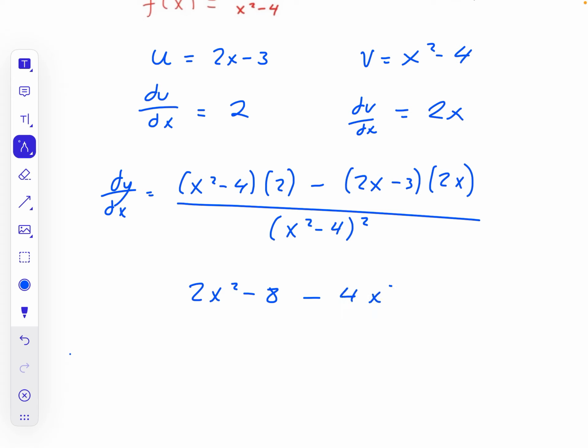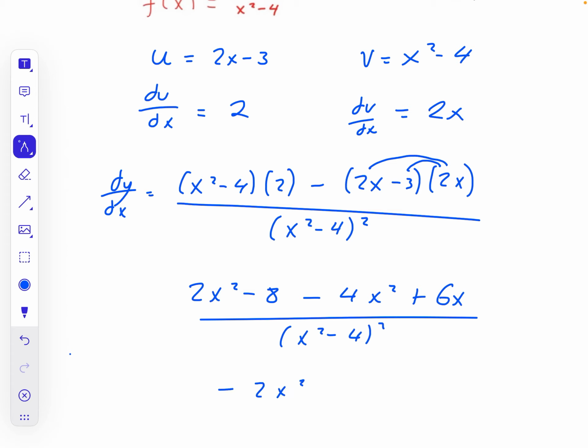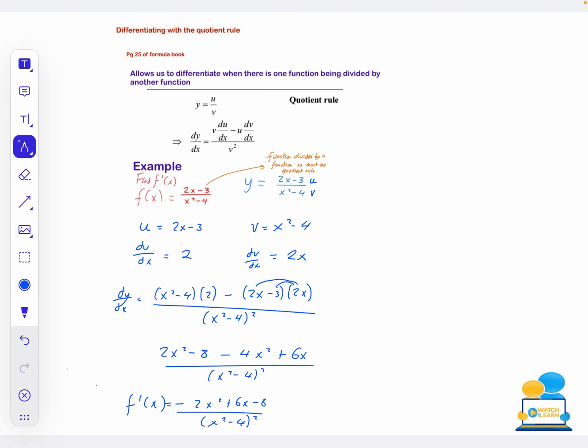So that'll be 2x squared minus 8. That'll be minus 4x squared. So when I multiply the 2x by 2x, I got 4x squared, and then by the minus sign, that's going to give me minus 4x squared. And then when I multiply the 2x by the minus 3, that's going to be minus 6x. And then by a minus sign, that'll be plus 6x. Okay, tidy up the top again. That'll be minus 2x squared plus 6x minus 8 divided by x squared minus 4 all to be squared. Okay, so that's my f dash x.